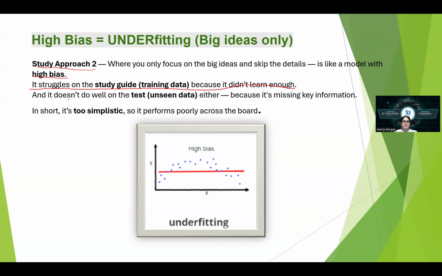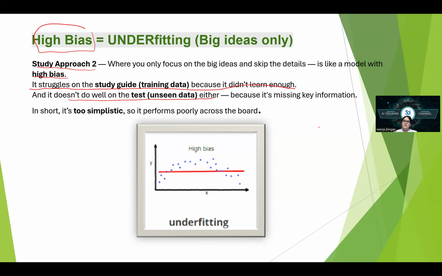And it does not do well on the unseen data too. Unseen means test data too, like the test exam too. So this is a situation when, if we connect it with the model, when you give the data to the model, your model did not try to understand the full pattern or relationship of the independent features with the target correctly.